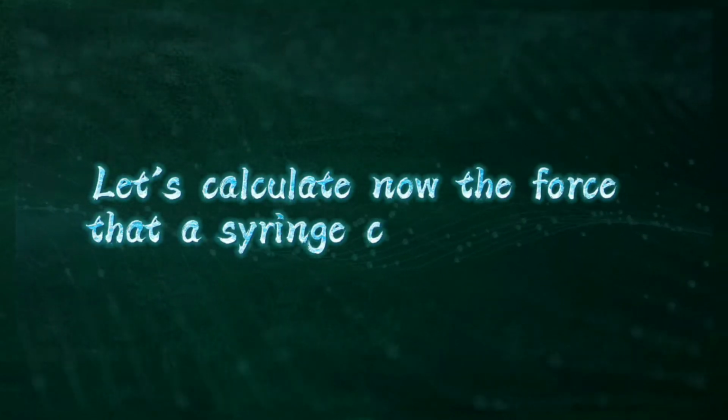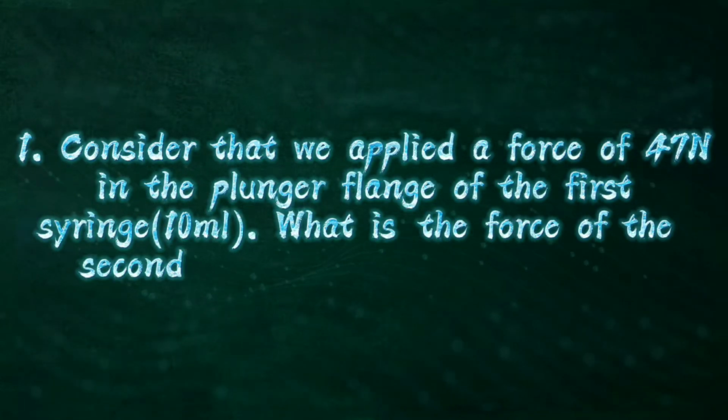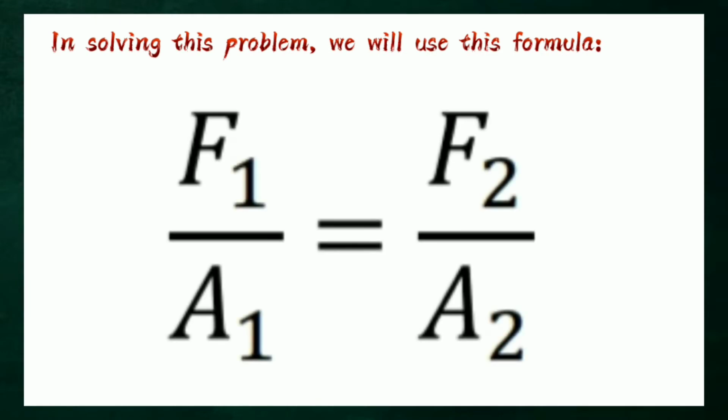So let us now calculate the force that a syringe can generate. Consider that we apply a force of 47 Newton on the plunger of the first syringe, 10 ml. What is the force that the second syringe, 5 ml, can generate? In solving this problem, we'll use the formula F1 over A1 is equal to F2 over A2, where F is force and A is the area.